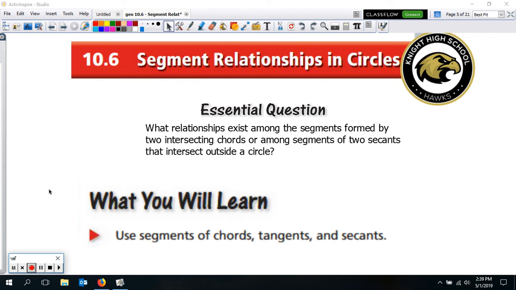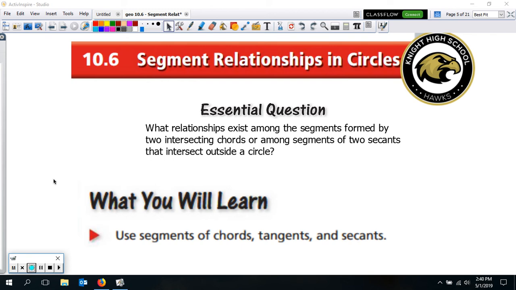All right, well, here we are with our next installment in Chapter 10 from our Big Ideas Geometry textbook, 10.6, segment relationships and circles. So we're going to be looking at using segments of chords, tangents, and secants. So segment relationships, not so much the arcs and the angles anymore. This time we're looking at the chords, tangents, and secants. We'll have to remember that those are from Section 1.